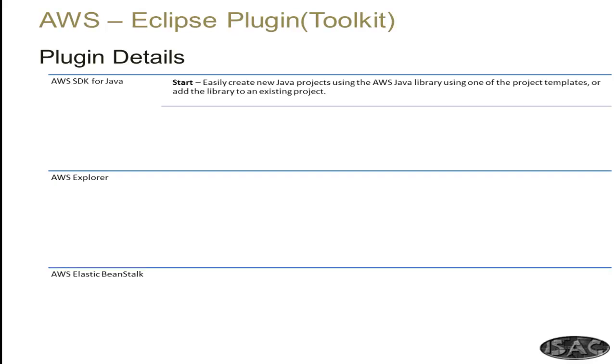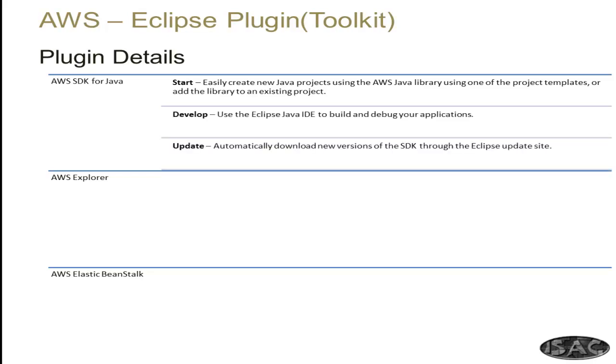In this one, we'll understand a little bit further about the various AWS SDK and how to use it. AWS SDK is useful in the Eclipse so that you can easily create new Java projects. It helps you to create a new Java project using the AWS Java library. You can use the Eclipse Java IDE to build and debug your applications directly into the Amazon cloud. It automatically downloads new versions of the SDK through the Eclipse update site. So those are the benefits of this.